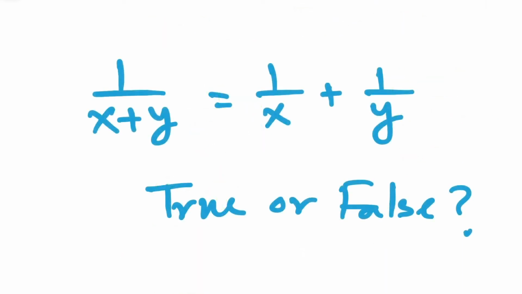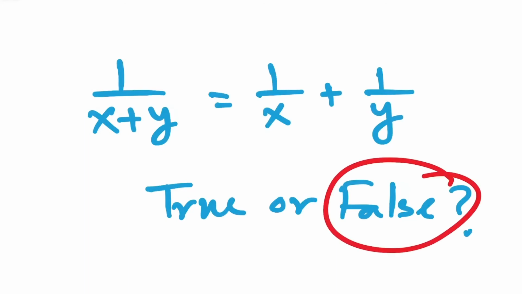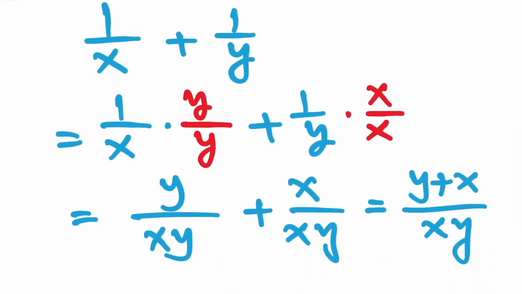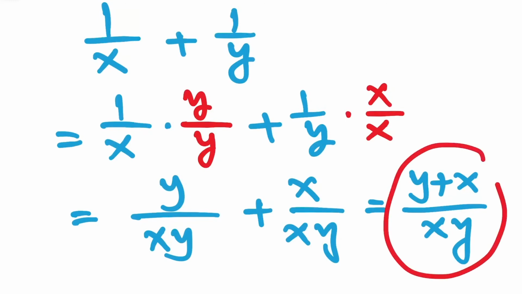1 over x plus y equal to 1 over x plus 1 over y. Is it true or false? I'll give you 10 seconds. So the answer is actually false, okay? They are not the same thing. 1 over x plus 1 over y can be written as y plus x over xy. As you can see, I have already shown you the work.